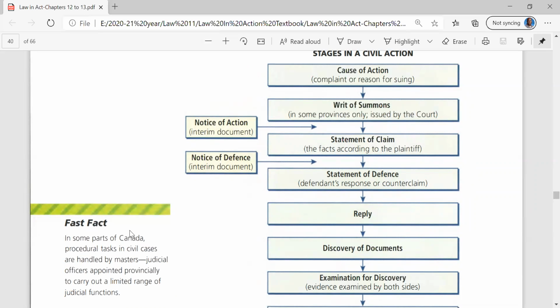After that, if both sides are still intent upon going to court, we have what's called a discovery of documents, which means we exchange documents. I show him what evidence I have to prove my point. He shows me his defense. The idea is to prepare for the court, right? I know what he's going to argue, so I can find a counter argument for it. He knows what I'm suing him for and what proof I have. He can find a counter argument for it.